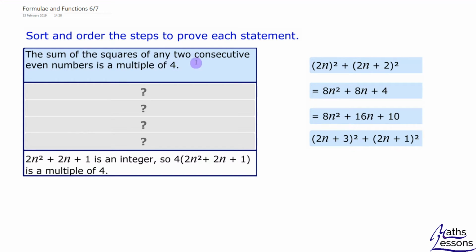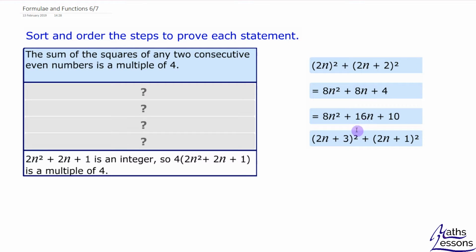So, the sum of the squares of two consecutive even numbers is a multiple of 4. So we've got to use the sum of two consecutive even numbers. Now this one actually gives me two odd numbers. That's one odd number, and this is the next odd number along, because you times something by 2 guarantees it's even, then add 1 makes it odd. So this is not what we're going to use.